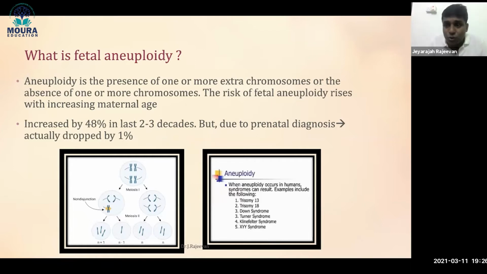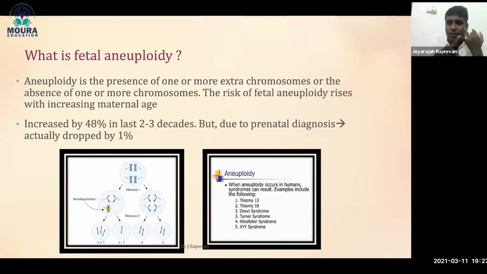Other than trisomy 21, Down syndrome, some other trisomies can also survive for a short period. What are those trisomies? Edward syndrome and Patau syndrome. So Patau syndrome or trisomy 13 and Edward syndrome or trisomy 18. Those trisomies can also survive for a short period. Rest of the trisomies will die.